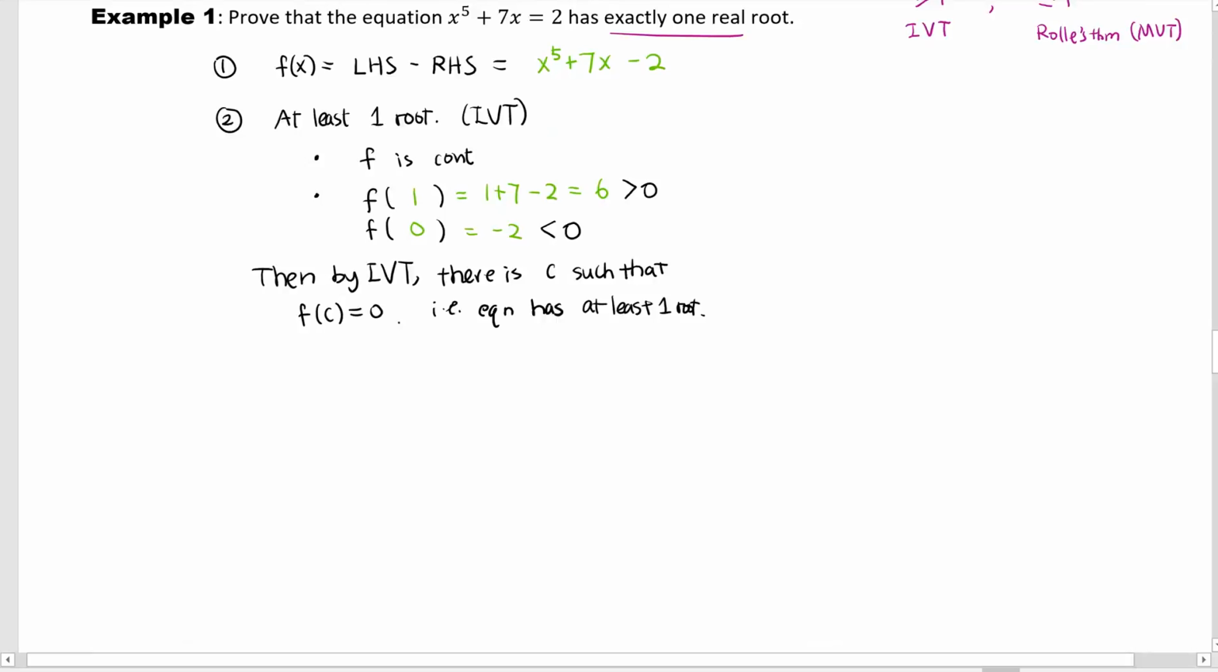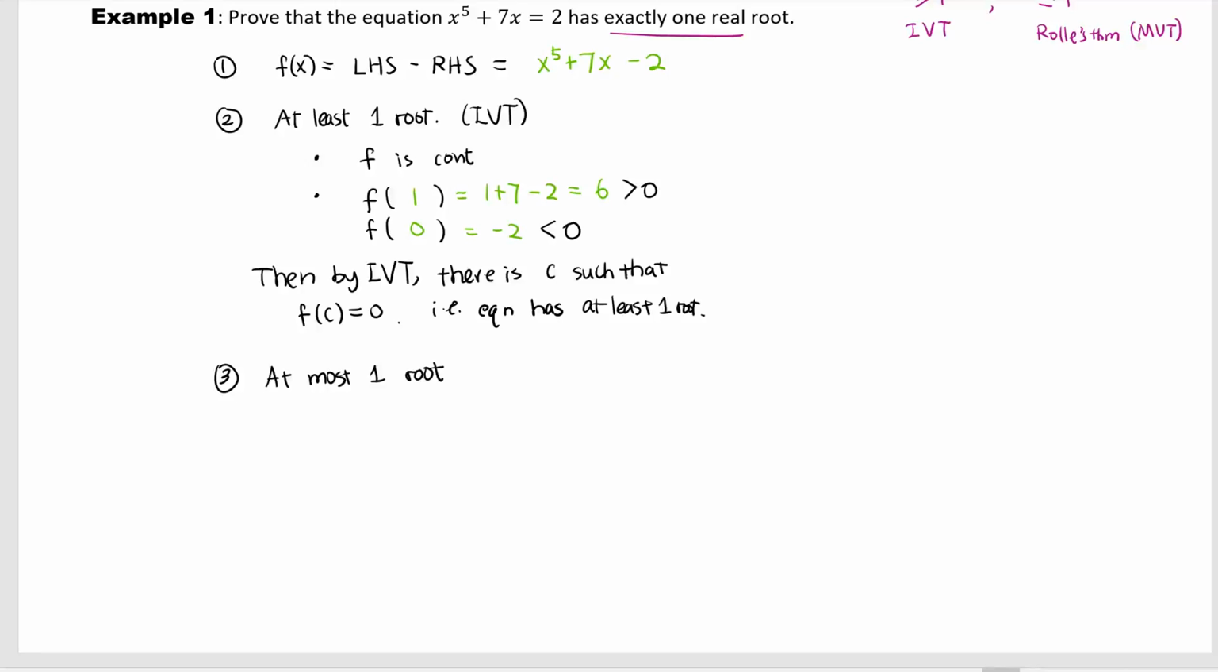And then next we have step 3. We want to show at most one root. So we want to check the hypothesis of Rolle's theorem. First, we need f is continuous, and it is. It's a polynomial, so it's continuous. And second, we need f is differentiable. Is it? Let's differentiate.